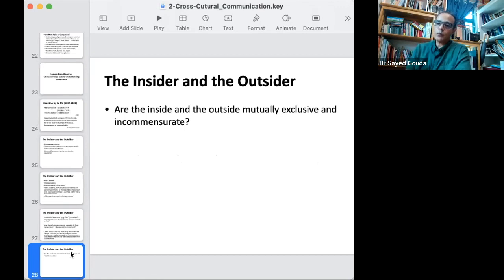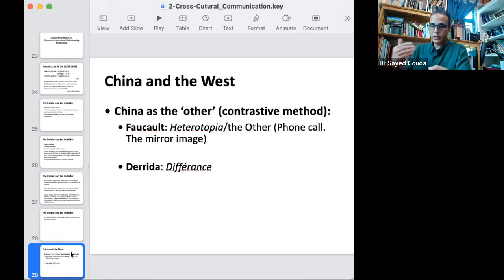So Professor Zhang here asks, are the inside and outside mutually exclusive? Can't they coexist? Can't we have both the native, Chinese perspective and the Western perspective in order to understand Chinese history? This is what he advocates and defends. This is his opinion: yes, we can, all right?